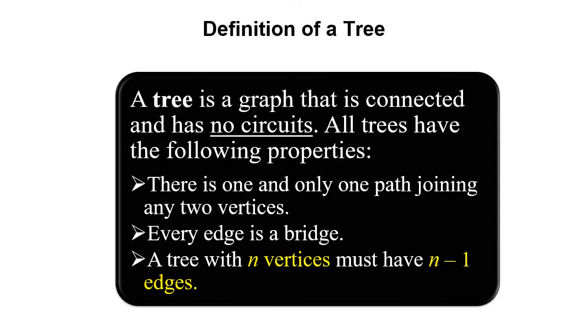A tree is a graph that is connected and has no circuits. All trees must have the following properties. There is one and only one path joining any two vertices. Every edge is a bridge, and a tree with n vertices must have n minus 1 edges.